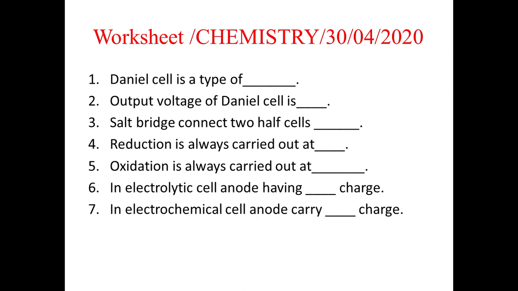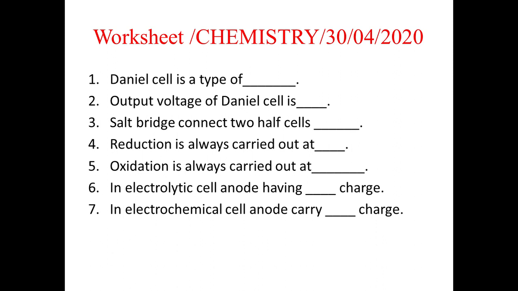So this is a worksheet. You have to complete this worksheet. I already provided the answers in our next slide, so I discuss one by one each and every question. First question: Daniell cell is a type of electrochemical cell. Next, the output voltage of the Daniell cell is 1.10 volt.